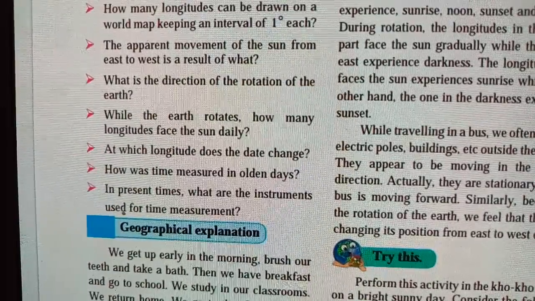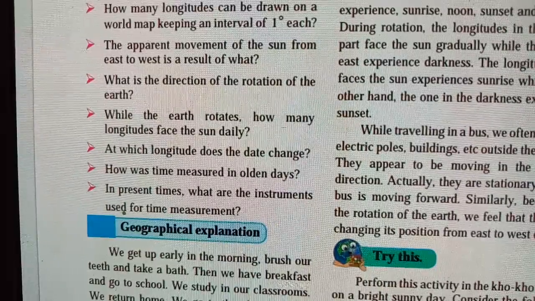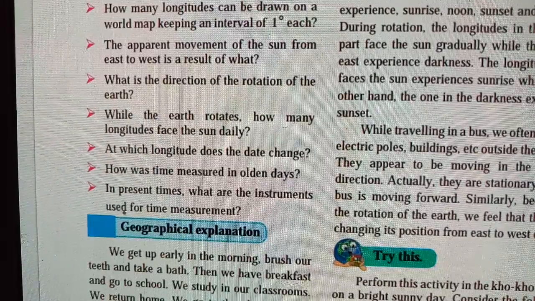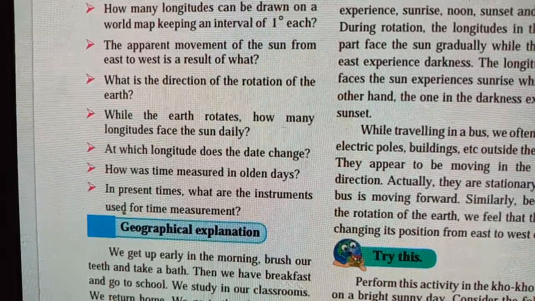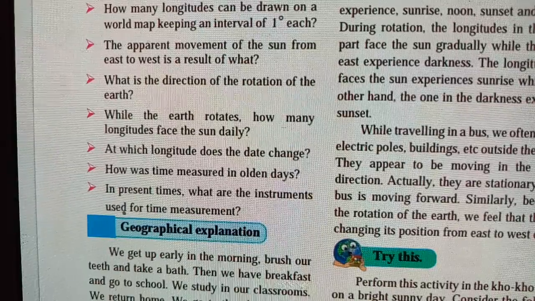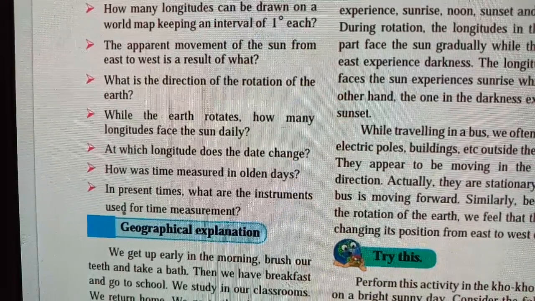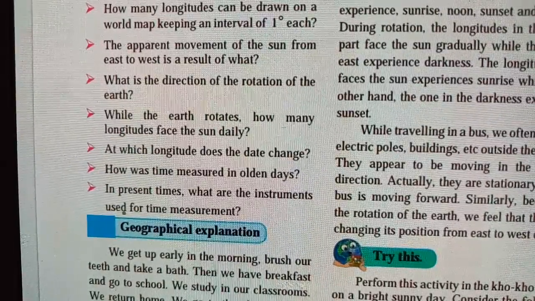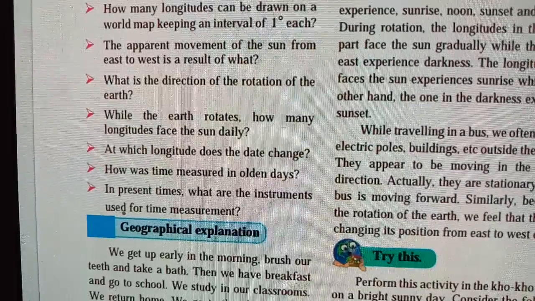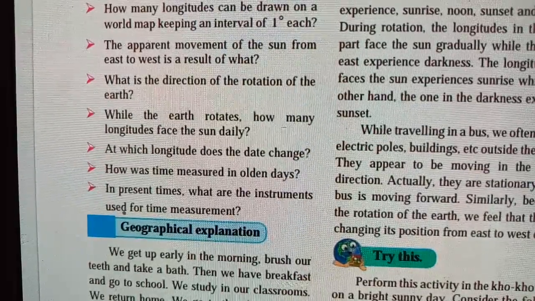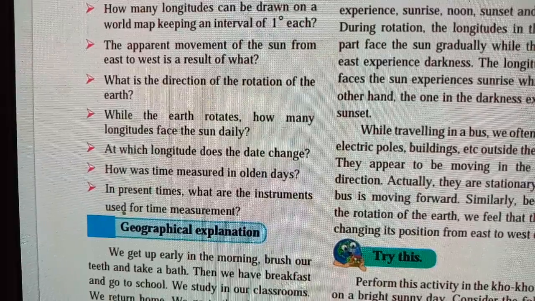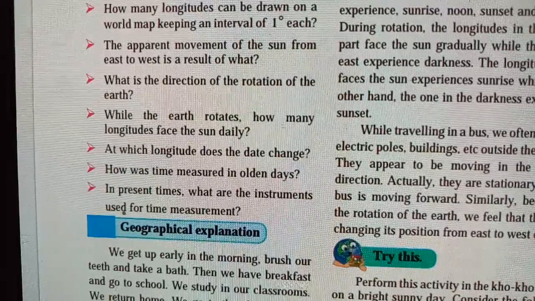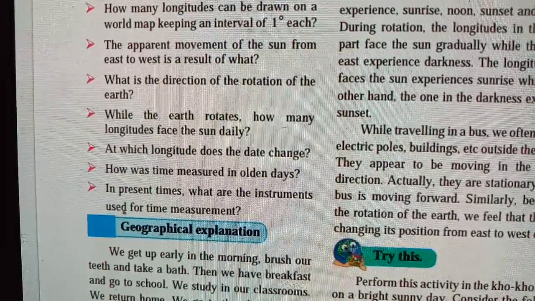Now, how was time measured in olden times? As you all know, in olden times time was measured with the help of the natural events of sunrise and sunset. When we discuss time in olden days, we look at where the sun rises and when it sets. Next is, in present times, what instruments are used for measuring time? Watches and calendars are used for time measurement. These are the recall questions and their answers.